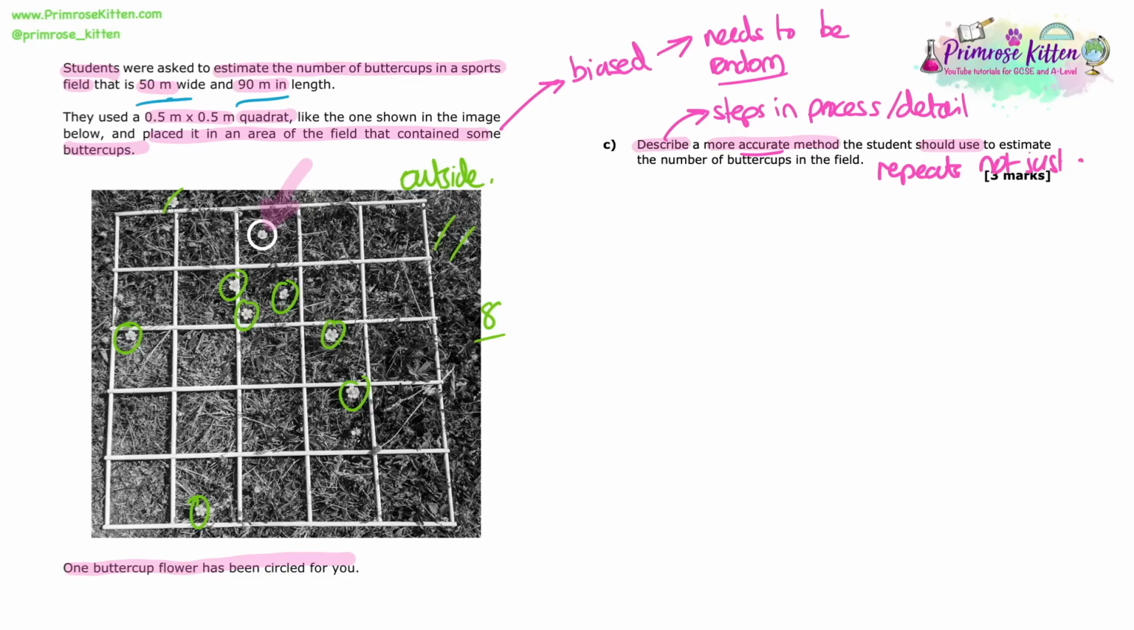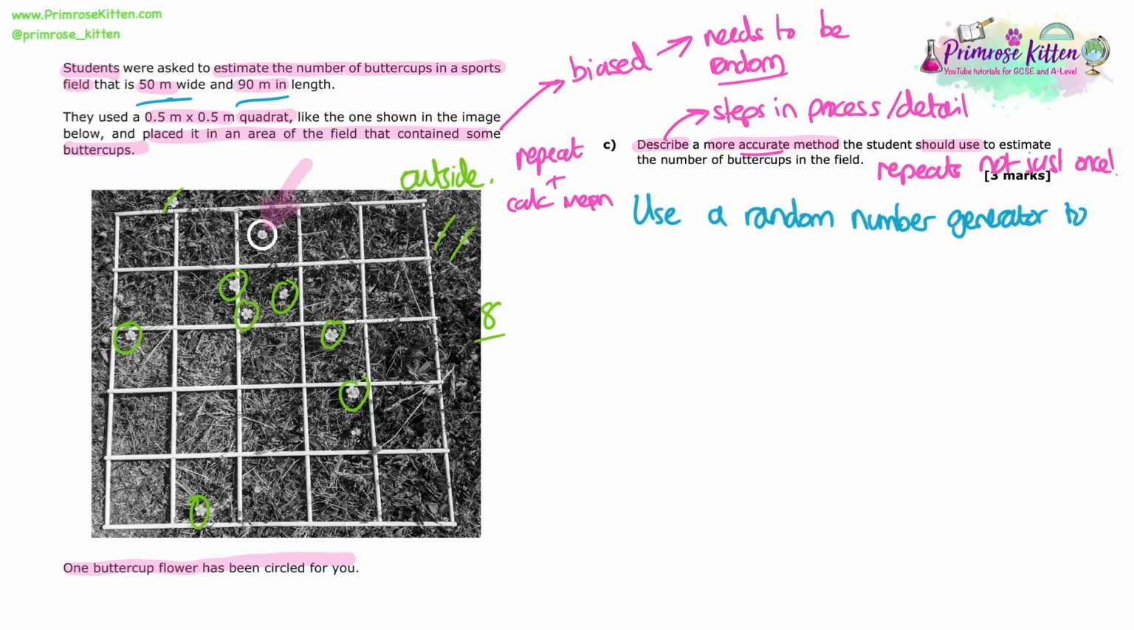buttercups in the field. As well as being random, the placement of the quadrat, they only did 1. So us using that 1 quadrat was not acceptable. You have to repeat it, do it quite a few times to get a representative sample of the area, and then you would calculate the mean number of buttercups in all of those different spots that you put down in the field, and then you do the same calculation we've just done. So for 3 marks, we're going to have to describe how we're going to do it randomly, how we're going to do many of them, and then that we're going to calculate a mean from that.